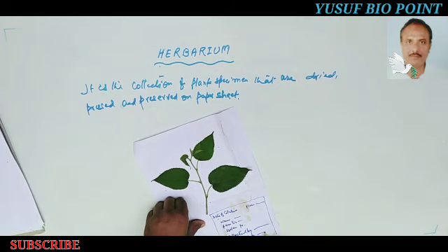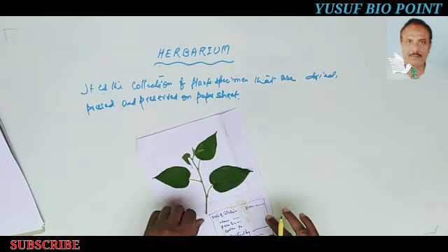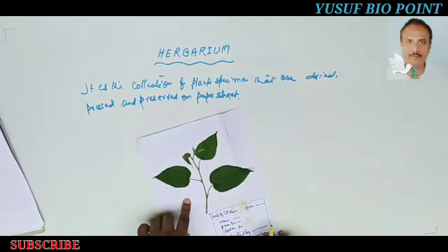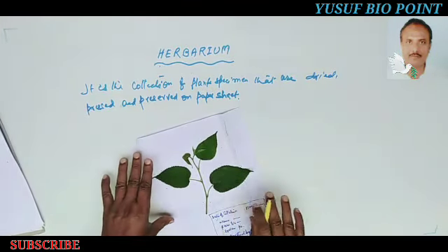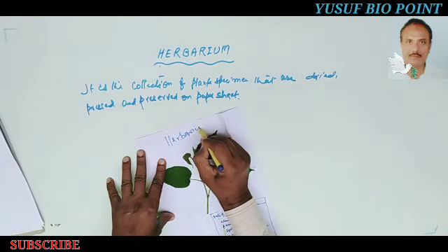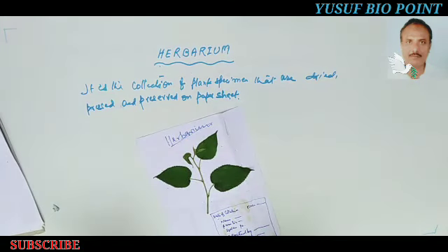So you have to fix a slip like that, and for identified by, if you yourself identify this plant, then write your name. Otherwise, the name of the person who identified it should be given. So in this way, this is your complete herbarium, and now you can preserve it, and it will be used at the time of examination.